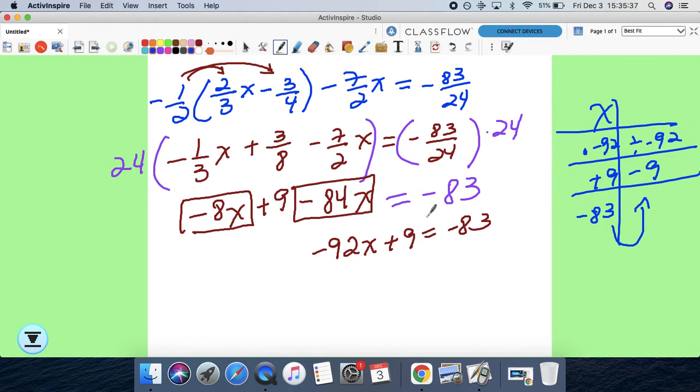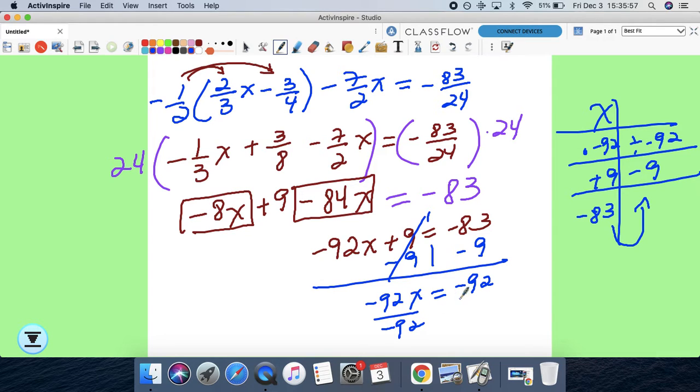Okay, so again, let's do that. Subtract 9 here, subtract 9 here. Those two go away. Get rid of the constants on the right side. We're left with just a coefficient in front of the x, and this is negative 92. Oh, thank you. It looks like a pretty number. Divide both sides by negative 92, and we get x equals 1. Wow, talk about a nice answer.